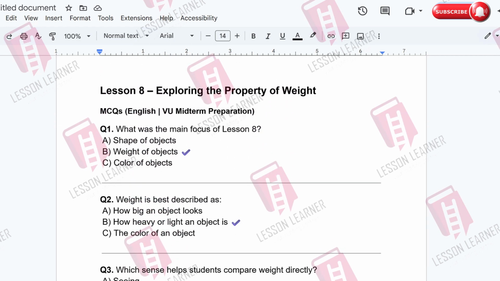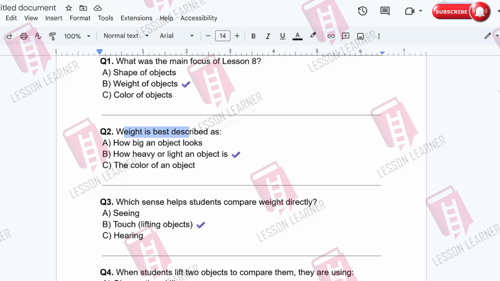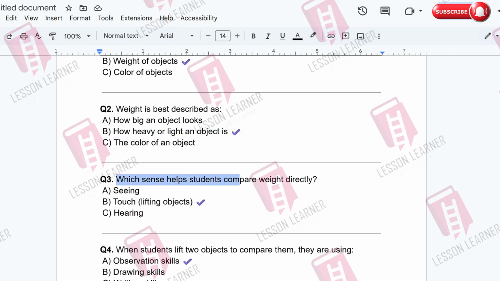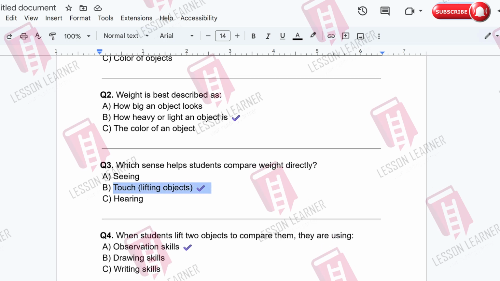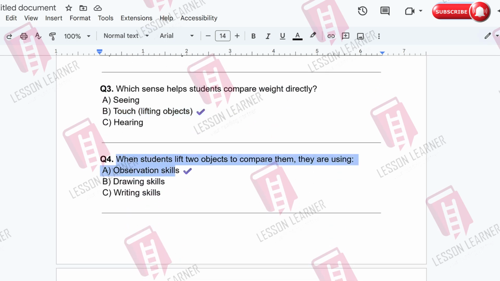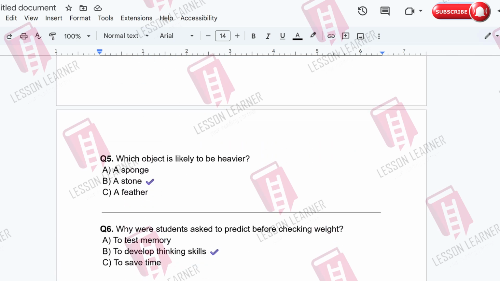Is inquiry based learning. What was the main focus of lesson 8? Its weight of object. Weight is best described as how heavy or light an object is. Which sense helps a student compare weight directly? Touch. Lifting object. When a student lifts two objects to compare them, they are using observation skills.